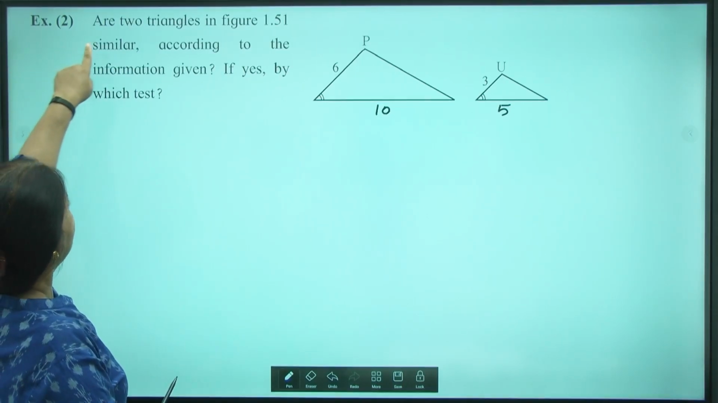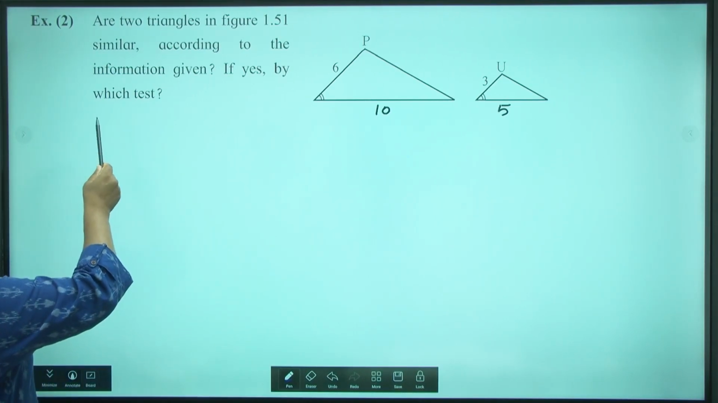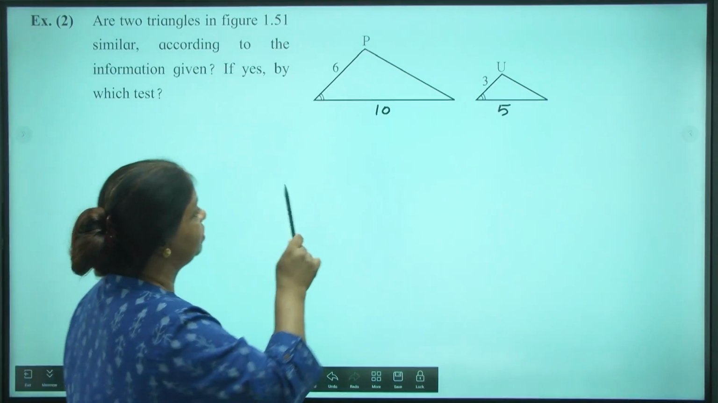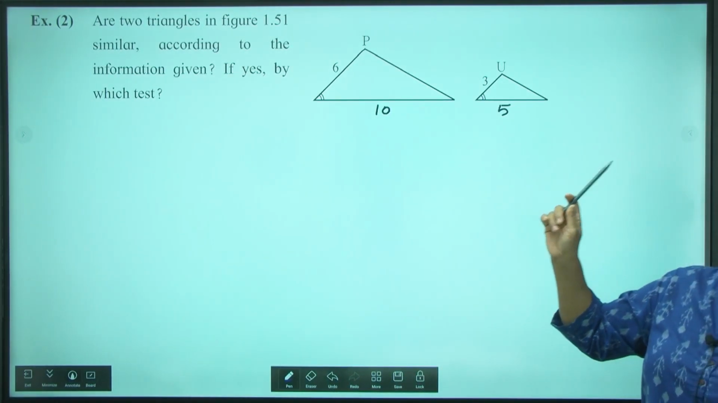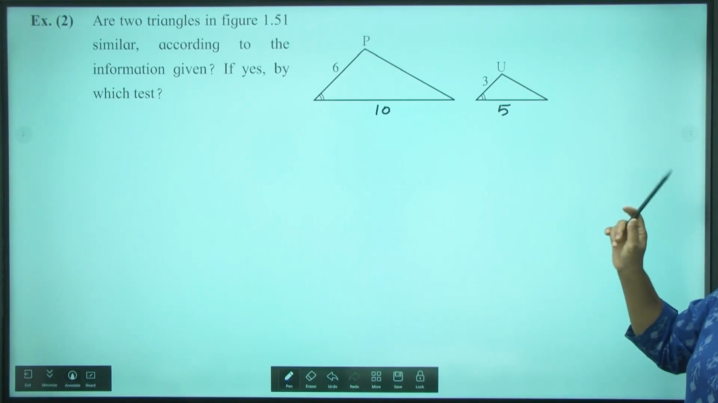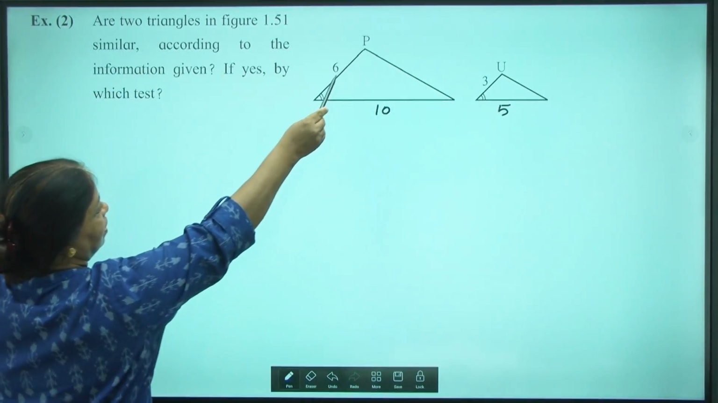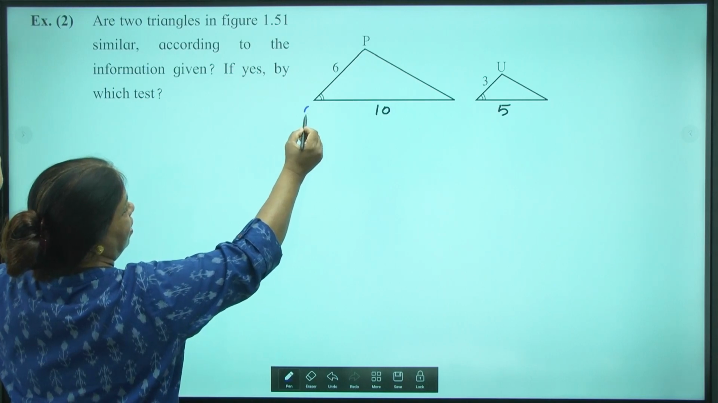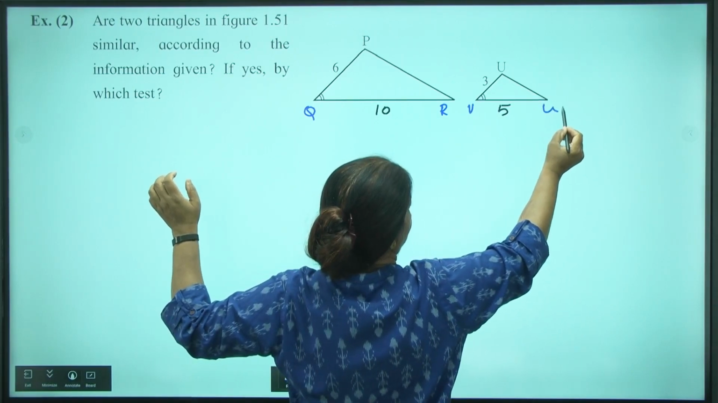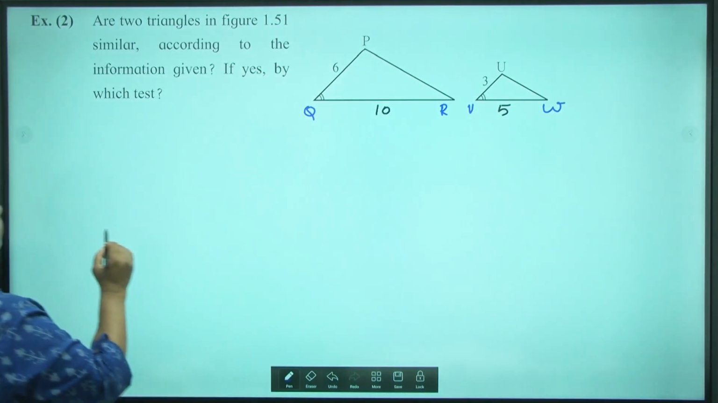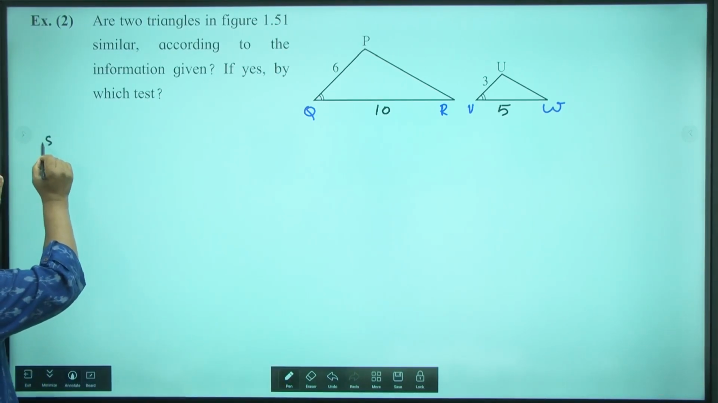Example 2: are the two triangles in figure 1.51 similar? According to the information which is given here, are those two triangles similar? If yes, by which test? Let's see, some information is given. This is PQR and this is UVW. So let's take the solution.